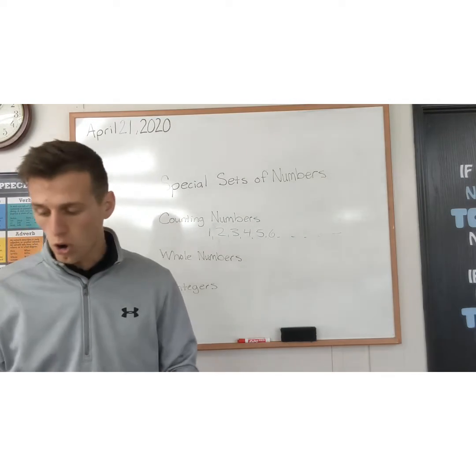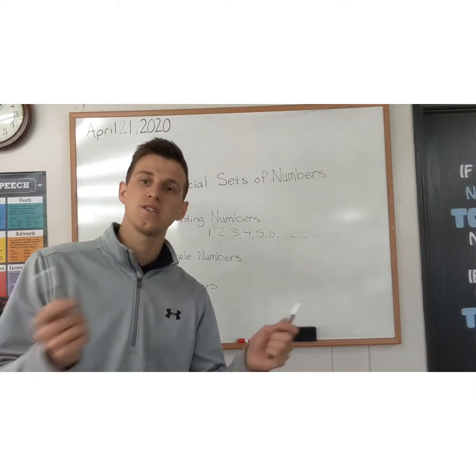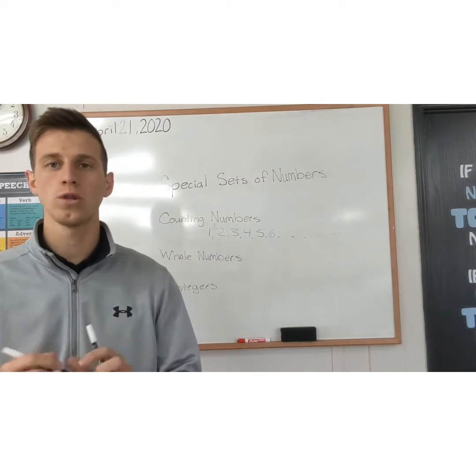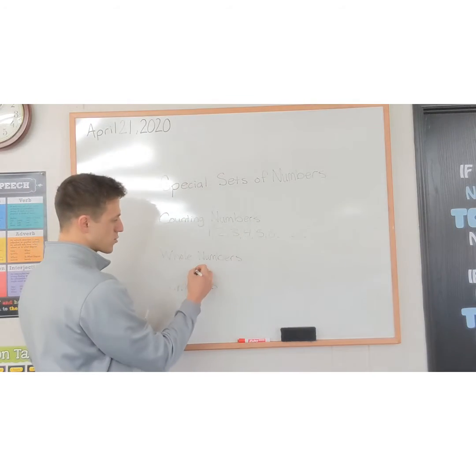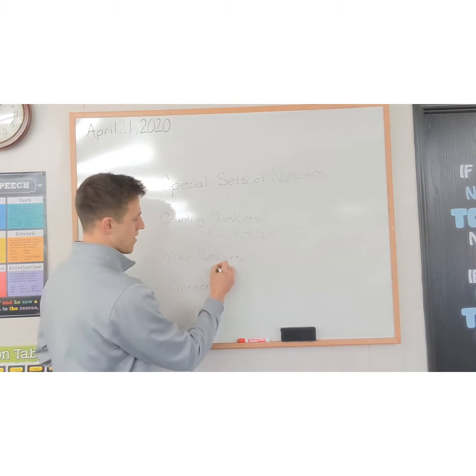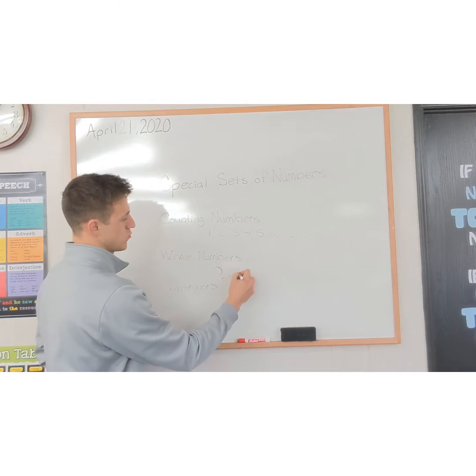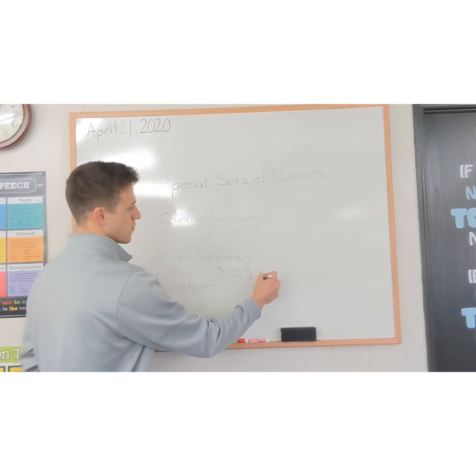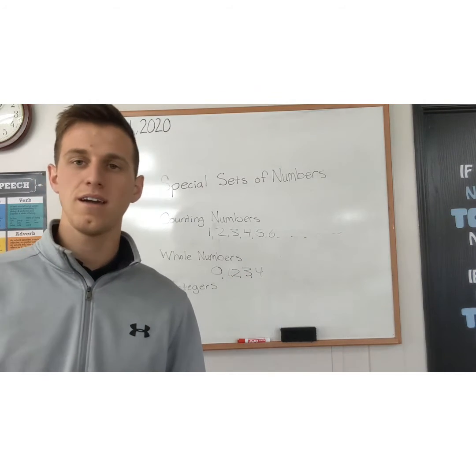The next set is all the counting numbers plus 0. Those are called whole numbers. So it's all of our counting numbers. The only thing that we're adding to this set of numbers is we have our 0, 1, 2, 3, 4, 5, and so on. Okay?